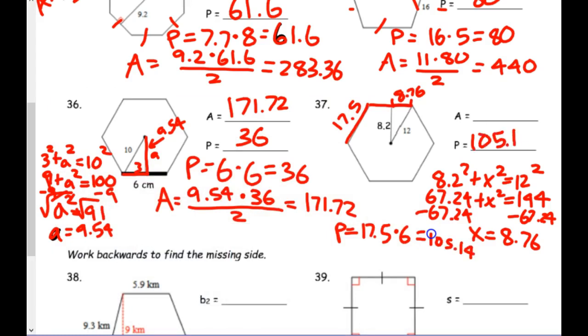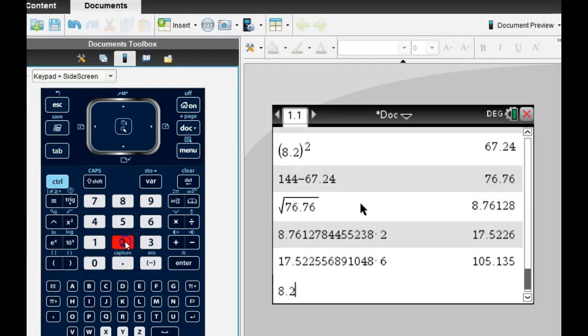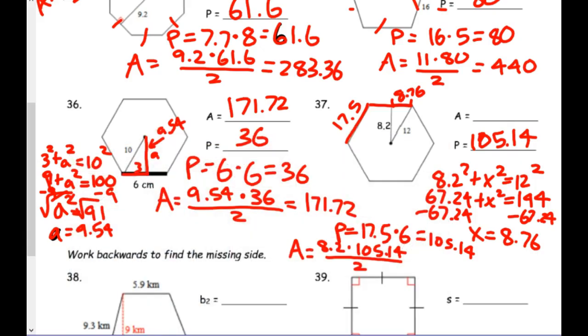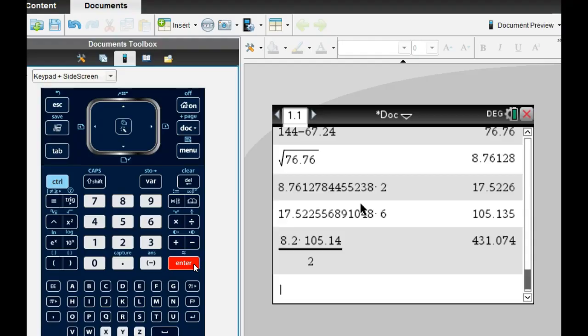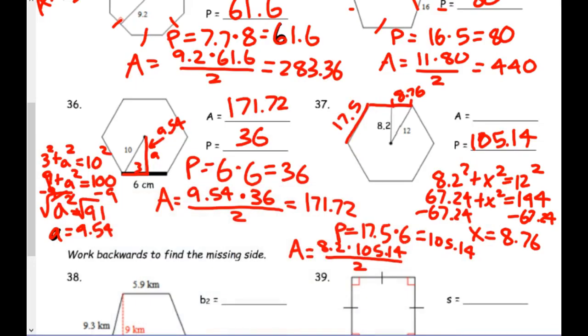This is not an awesome problem. Regular units. And then the area is the apothem, 8.2, times the perimeter, 105.14, divided by 2. So ugly. 431.07. That don't seem right. Alright, back it up.